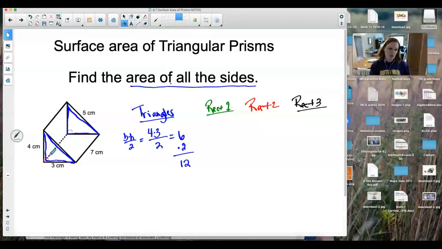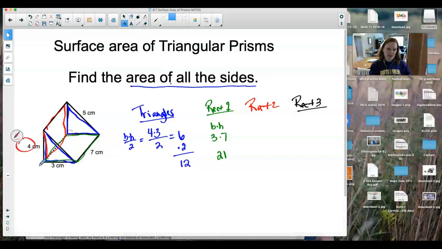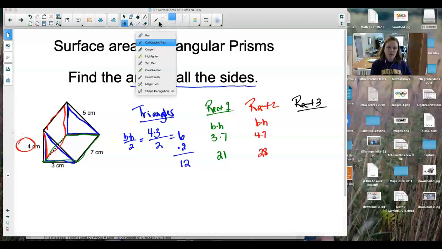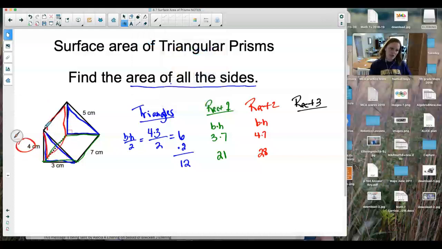Starting with rectangle 1, which is this rectangle on the bottom. Remember it's a rectangle, so it's just base times height. The base times the height of that rectangle is 3 times 7, which is 21. Then rectangle 2, that's this rectangle on the back side. This rectangle is 4 by this length right here, and this length here is 7. So base times height would be 4 times 7, which is 28. And then finally, we finish up with the rectangle on the front, this slanted rectangle here. The measurements on that rectangle are 7 times 5, so base times height, 7 times 5, which is 35.